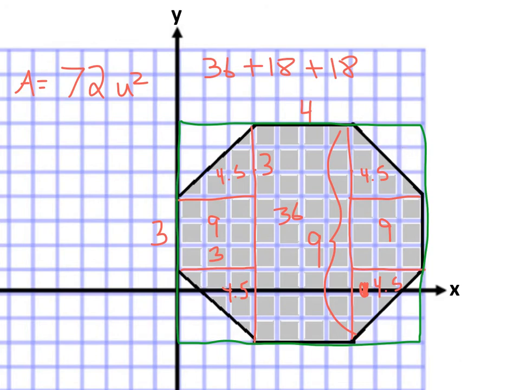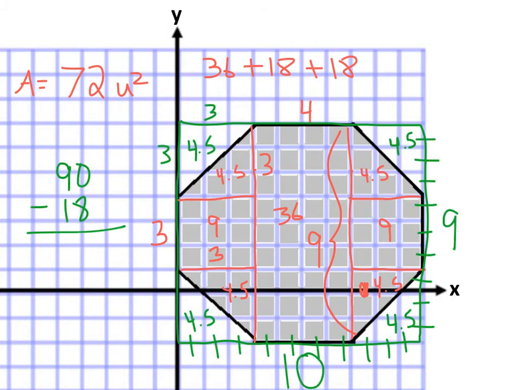I find the area of these 4 congruent triangles and I subtract it from the total of the rectangle, and I should be left with that. So go ahead and try that now. Find the area of the rectangle, find the area of these triangles, and subtract them, and see if you still get 72.